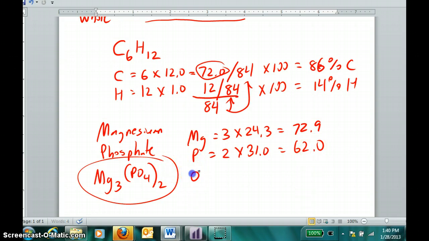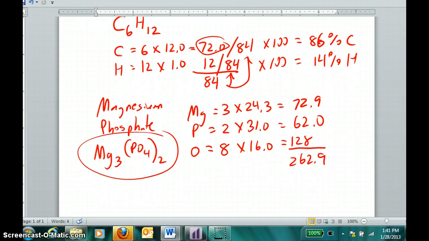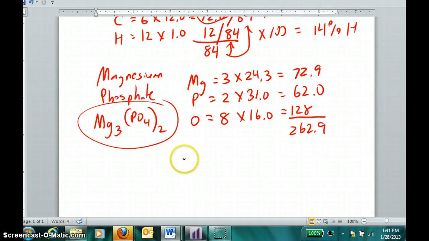And of course, the oxygen atoms are the most prolific in the compound because there are 4 in each ion, and we have 2 such ions. That accounts for 8 oxygen atoms at 16 each, which comes out to 128 atomic mass units of mass, giving us a grand and glorious total of 262.9 atomic mass units.